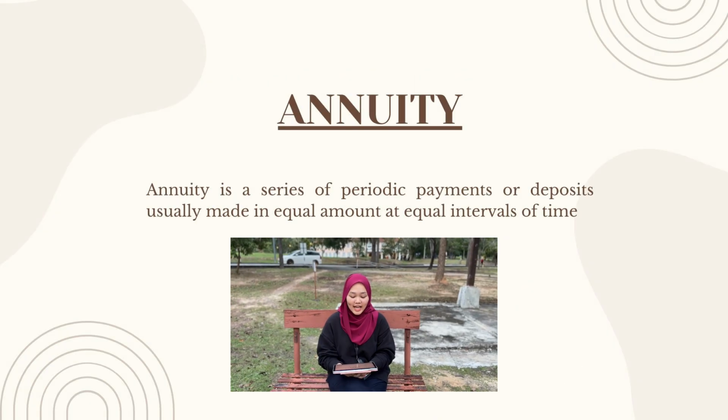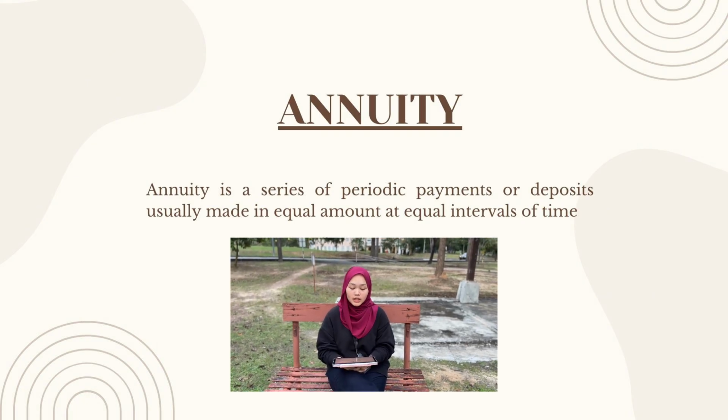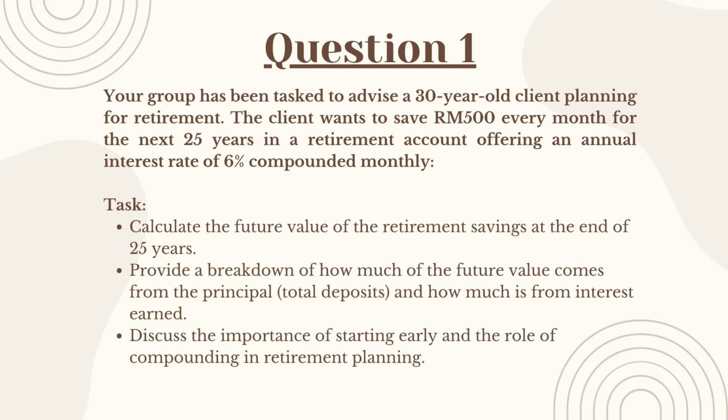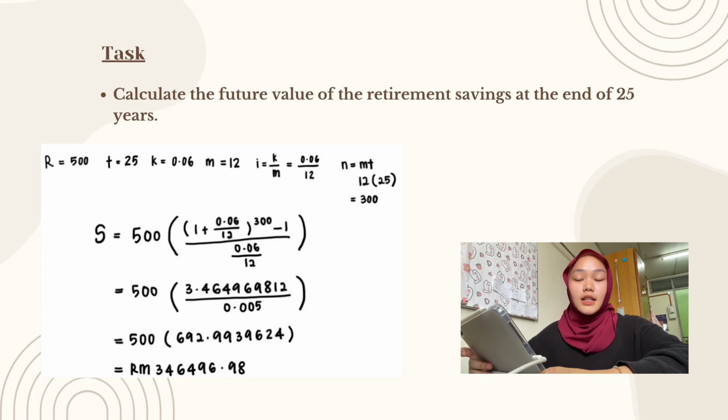Next, annuity. Annuity is a series of periodic payments or deposits usually made in equal amounts at equal intervals of time. Move on to question number 2, which is ordinary annuity certain for retirement planning. The question that has been given is, your group has been tasked to advise a 30-year-old client planning for retirement. The client wants to save 500 every month for the next 25 years in a retirement account offering an annual interest rate of 6% compounded monthly.